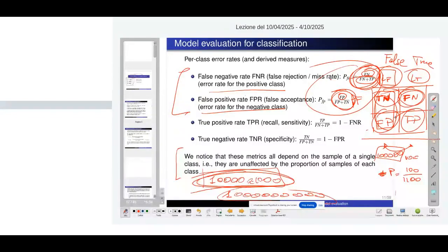So these two quantities on their own give us metrics that are class dependent but do not depend on the empirical prior of the dataset. They just depend on the samples of each class considered on its own, ignoring what the other classes are.